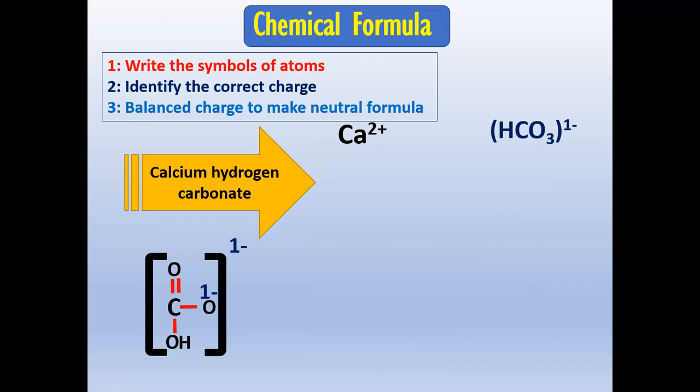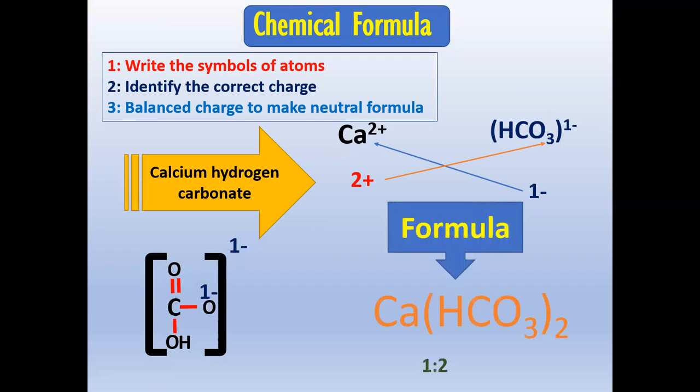And this -1 oxidation state will come overall in hydrogen carbonate. So these are different charges: calcium with a +2 oxidation state and hydrogen carbonate with a -1 oxidation state. It will be written below, and that's going to produce calcium hydrogen carbonate, so Ca(HCO3)2. And the ratio is becoming 1:2.